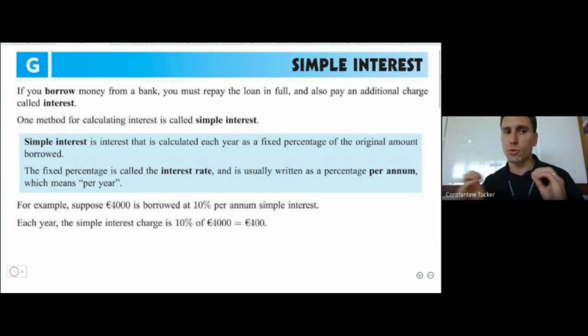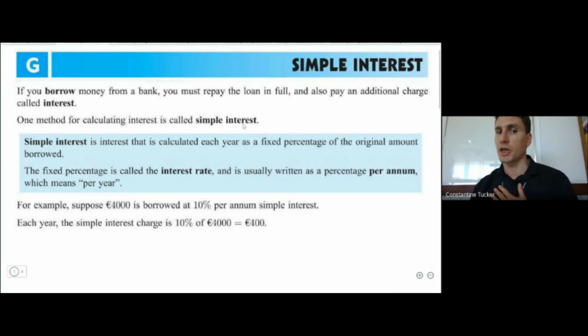Okay, so firstly, let's talk about the notions that we're going to be using here. So the notion we are going to be looking at is interest. What is interest? Well, interest is an additional charge that we tend to pay when we borrow money from a bank. This is very common. It happens in everyday life. And one method for calculating interest would be the so-called simple interest.